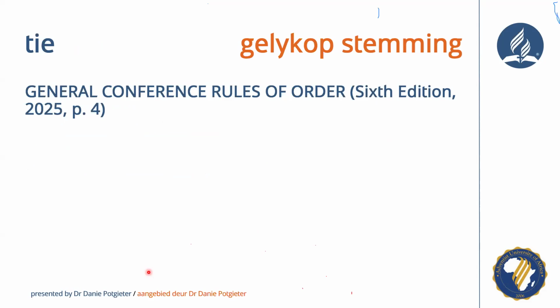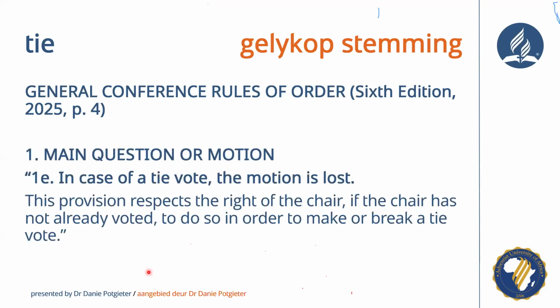And so when we deal with the tie, and this is where I had to confess at the beginning, I didn't quite respond appropriately to it at the previous presentation. But we've consulted the General Conference Rules of Order, and it says the following about a tie: on the main question or motion, in case of a tie vote, the motion is lost. This provision respects the right of the chair, if the chair has not already voted, to make or to break a tie vote.